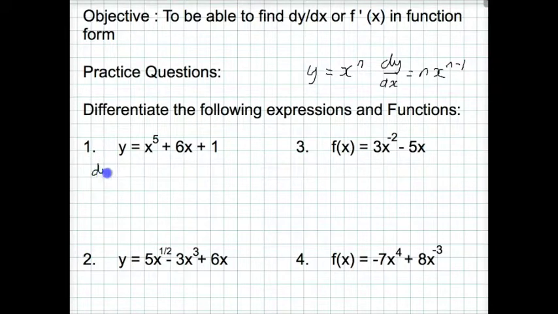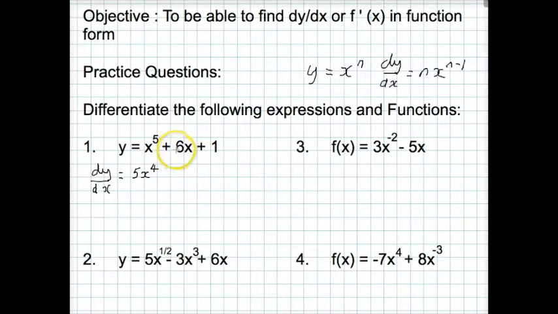So we write down dy dx. I like to think of this as difference in y, difference in x. This is going to give us our gradient function. So what we do is take the 5 to the front, times it by x, and then reduce the power by 1. So this first one becomes 5x to the 4.